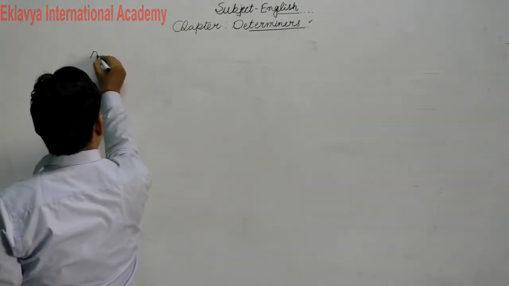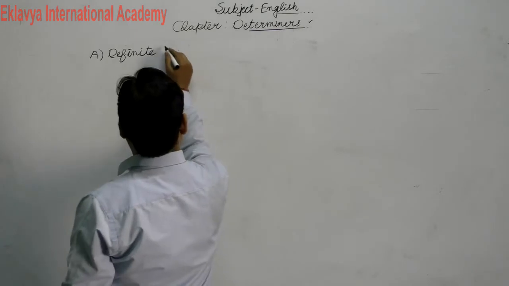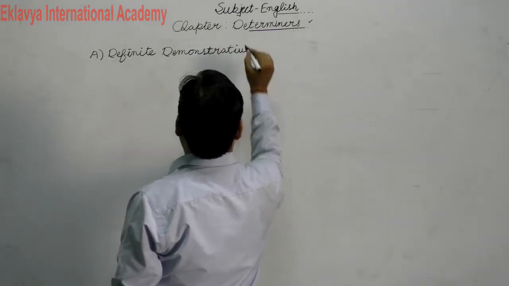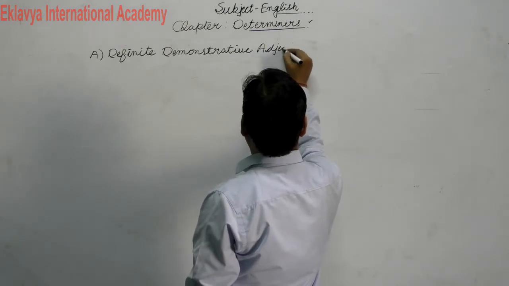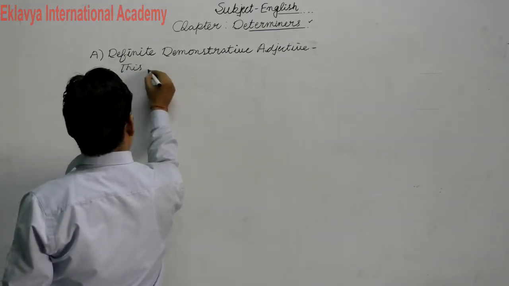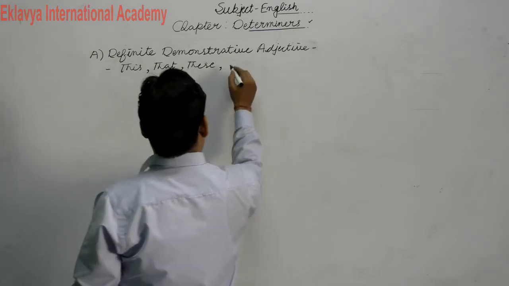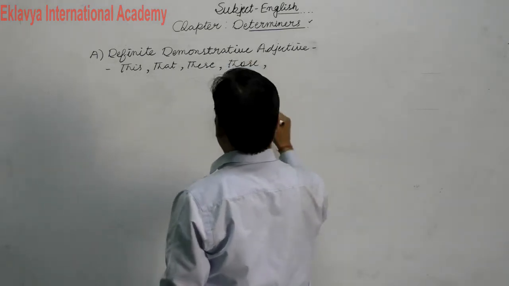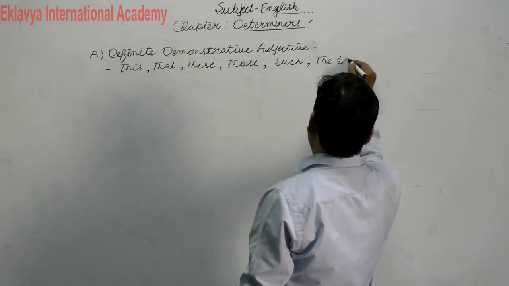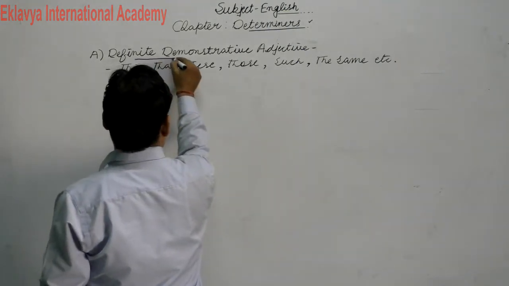First of all, number A, definite demonstrative adjective, like this, that, these, those, such, the same, etc. Definite demonstrative adjective.